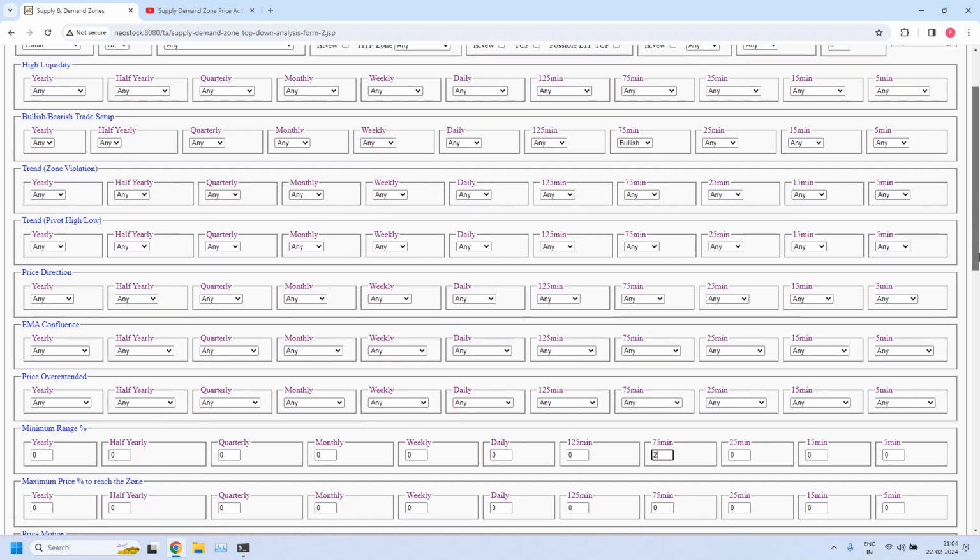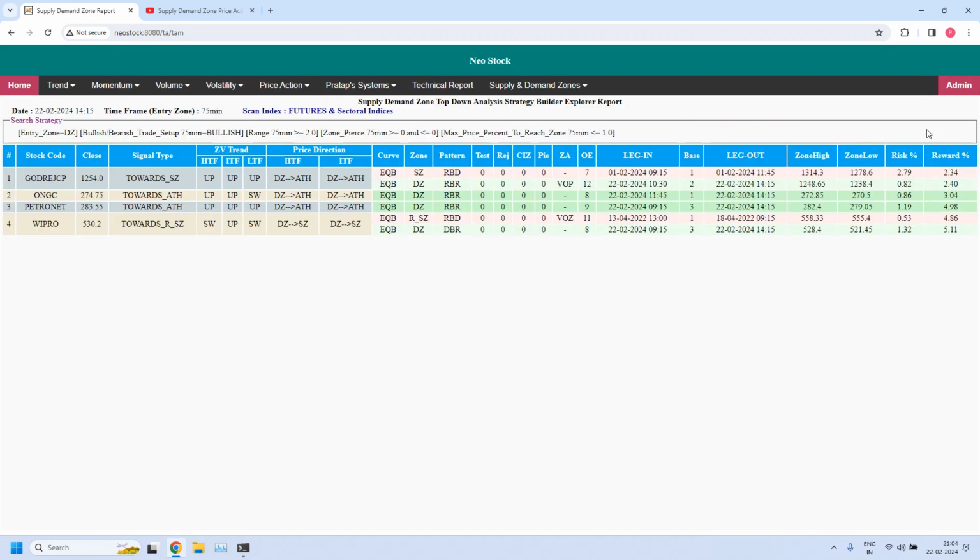And within that, stocks near the zone, within 1% of any 75 minute zones, we will select with these statistics. See, always look at the strategy we set here in the search strategy filter. Clearly you can see the entry zone is demand zone. First of all, the entry time frame is 75 minutes. The entry zone is demand zone. For the bullish or bearish trade setup at 75 minutes, we set bullish.